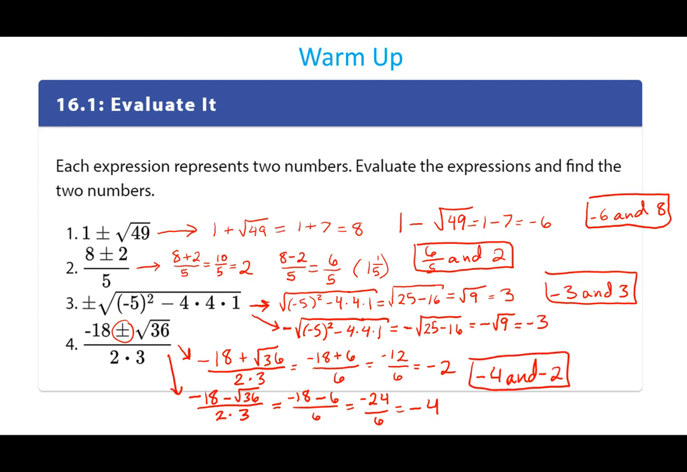You may be wondering why I flipped the order on some of these. This is just a convention. It's not a rule, but just a pattern that people follow of usually putting the lesser answer first. So negative 6, and then writing 8, since 8 is greater. But it's not going to be marked wrong if you put them in another order, because both of those are correct solutions.